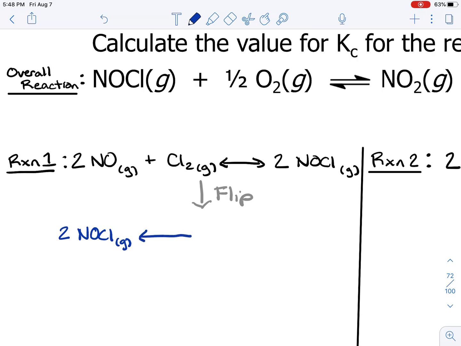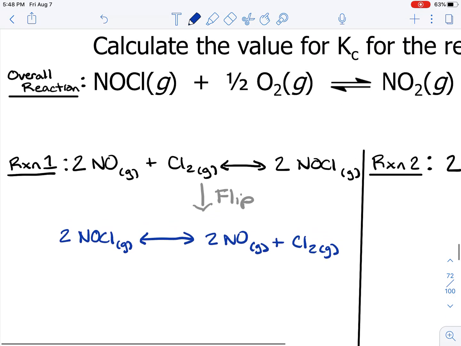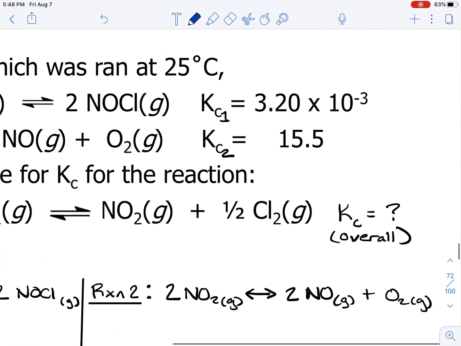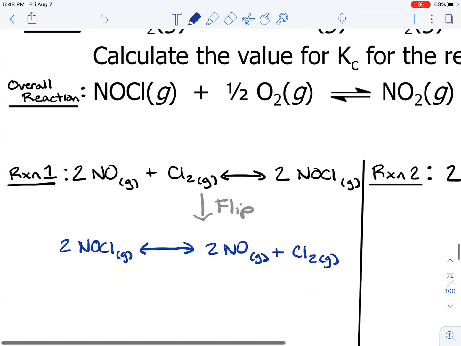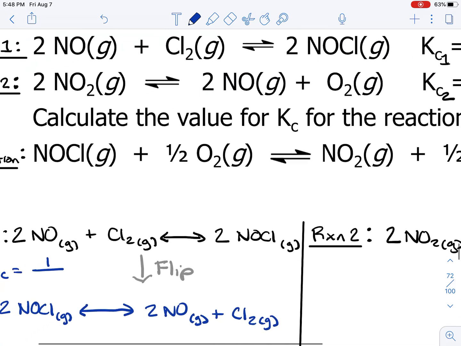And when I flip the chemical equation, then I get 2NO and Cl2 gas on the product side. And so remember, when you flip the chemical equation, what must you do to the equilibrium constant for that reaction? Okay, so you must take its reciprocal. So we're going to take the reciprocal of Kc. So it's going to be 1 over 3.2 times 10 to negative 3.